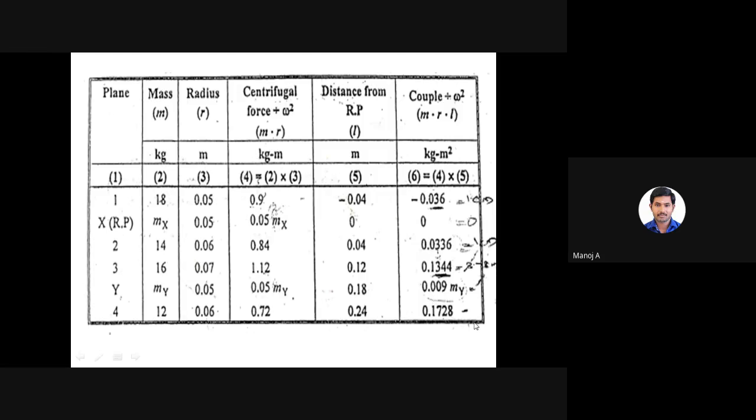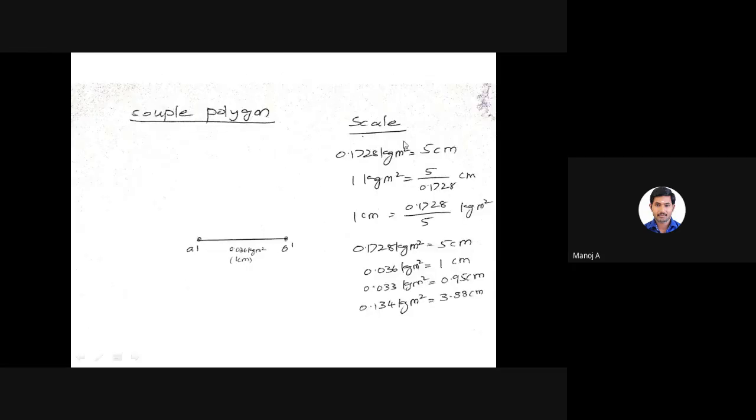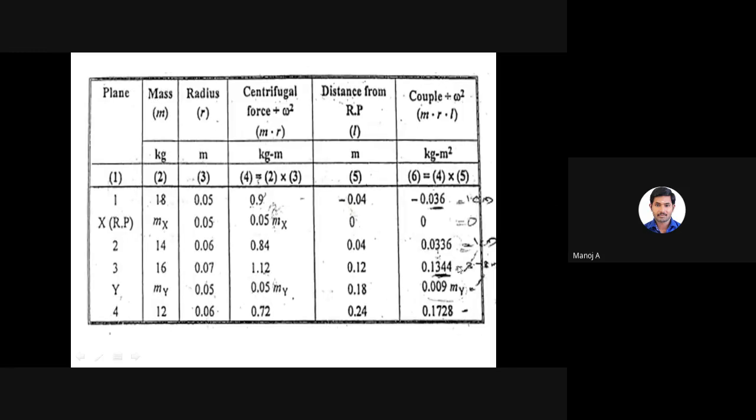So take the scale. Take the scale as 0.1728 is 5 centimeter. So from that you take it as 1 kilogram and 1 centimeter like this. Convert all the dimensions from this table. First of all, you have to convert 1 kilogram meter square to how many centimeter. So that is the fraction 5 by 0.1728. So you multiply 5 by 0.1728 with all these table values, 0.0136, 0.1334, and 0.036, so that you will get them in terms of centimeter.